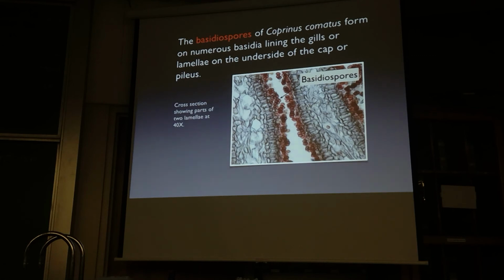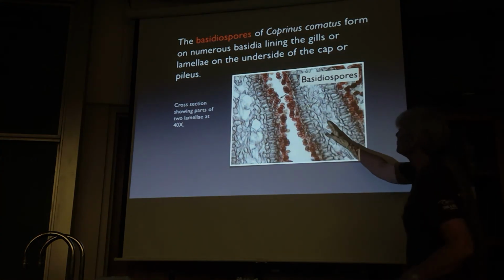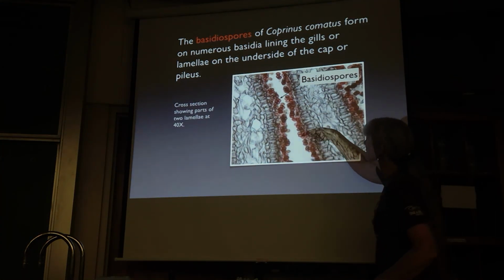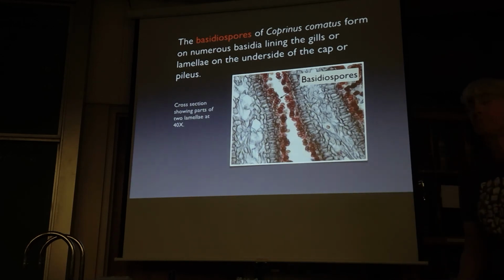Anyway, what you're looking at is the underneath side of the cap, and these are gills. And on the surface of the gill, you see these basidiospores. You can't really see the basidium.